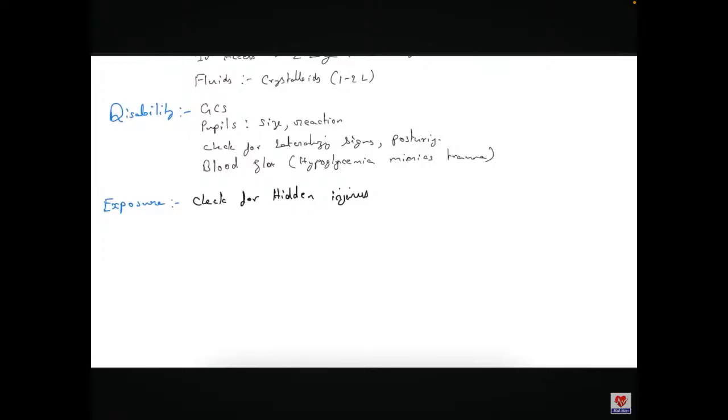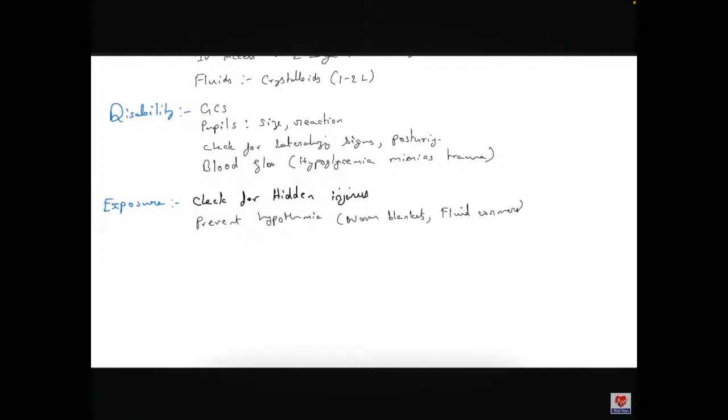And next, prevent hypothermia. How? With warm blankets and with a fluid warmer.